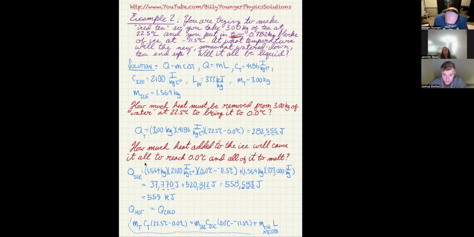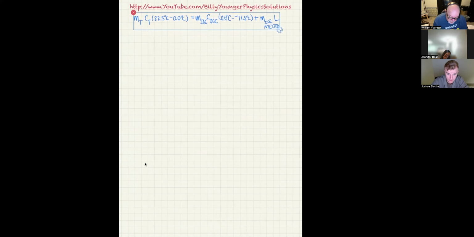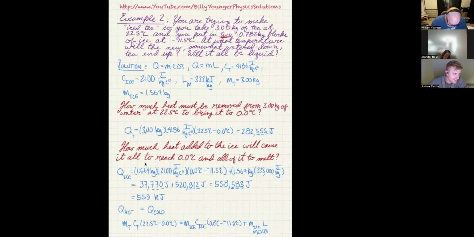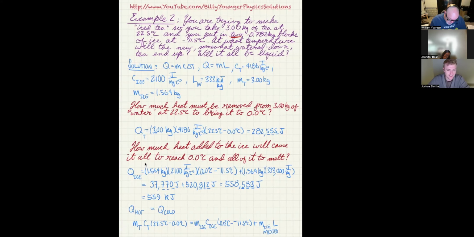So I'm going to lasso this last equation using my iPad, and now I'm going to copy it, put it on the next page, and paste it. Okay, so now we've got this equation up here. I can start putting the numbers in. I don't remember the numbers. No, the mass of the tea is 3 kilograms.